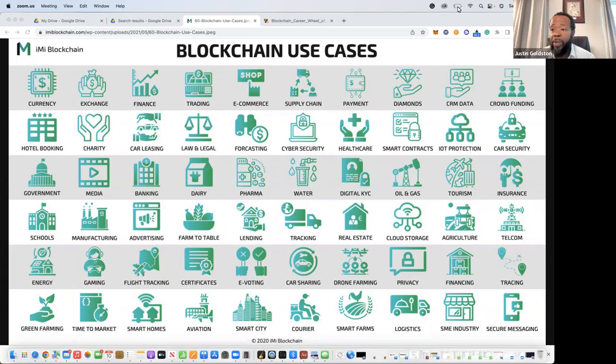Car sharing, we're seeing that now with the Internet of Things, with organizations such as Lyft and Uber. They're dependent upon the Internet of Things to provide visibility in terms of car sharing. There have been talks that there's going to be more and more organizations leveraging blockchain for this car sharing industry.